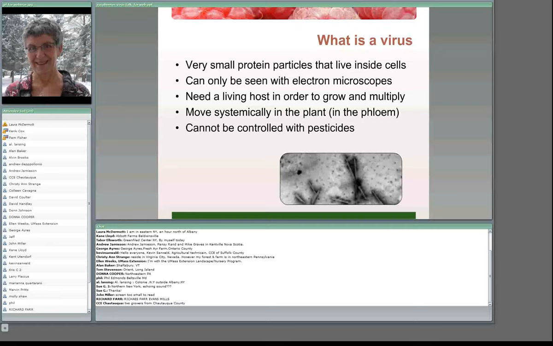Viruses can move systemically in a plant. So unfortunately, once infected, the whole plant and all the plant parts could carry virus particles. Unlike other plant pathogens, there are no chemical controls for virus diseases.